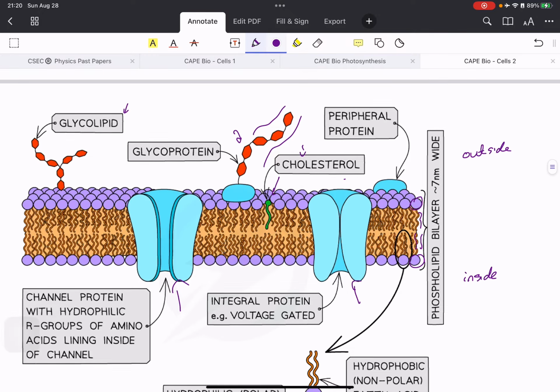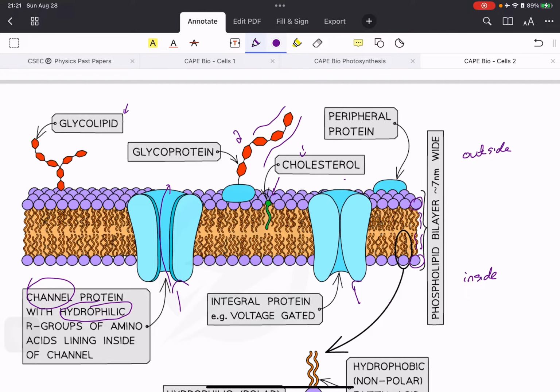Right, so let's take a look at the channel proteins first. Now they have hydrophilic groups, right? Hydrophilic means water loving, right? And they line the inside of the channel. So therefore, molecules that are water soluble or ions can actually pass through these channel proteins because they are water loving. So any water soluble molecules can simply pass through the channel proteins.